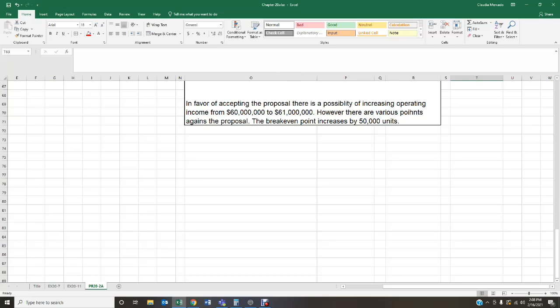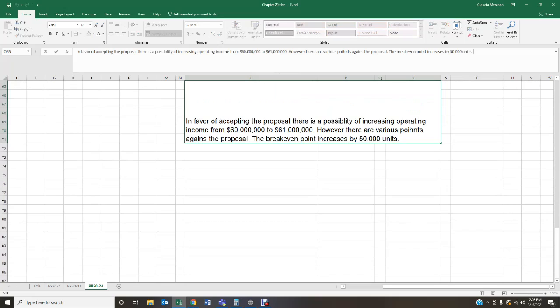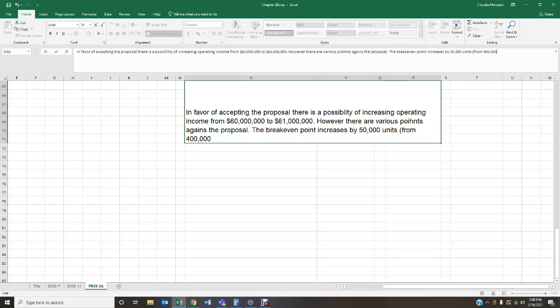That is from 400,000 units, from 400 to 450,000 units.